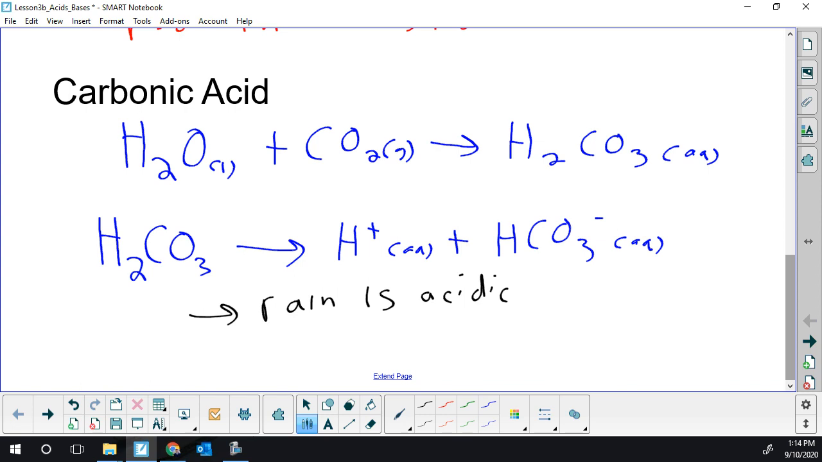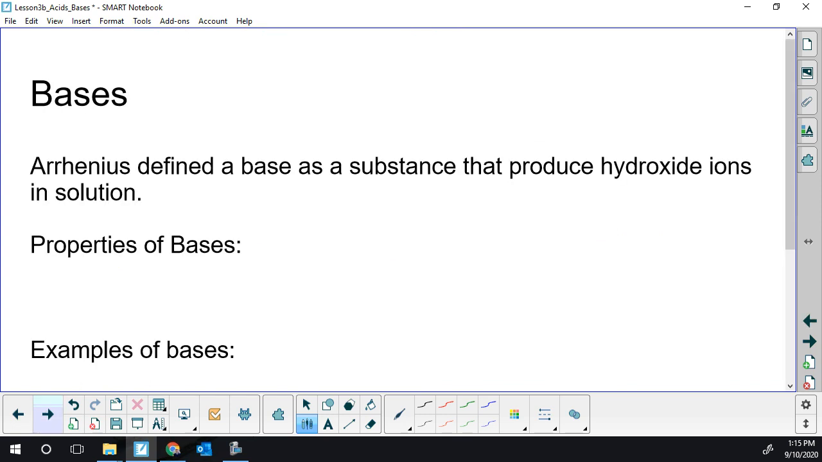So that's acids. They make H+ in solution. Let's talk about bases for a second. This whole course uses Arrhenius' definition, and this definition we're using is a couple hundred years old. Arrhenius defined a base as a substance that produces hydroxide ions in solution. I'm not going to write it a second time, but in solution means in water unless you're told the solvent is something else.